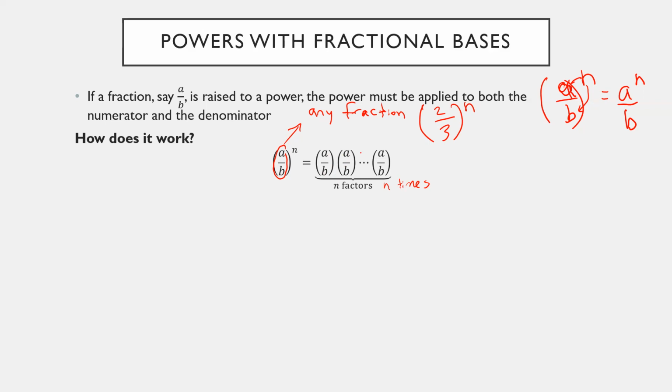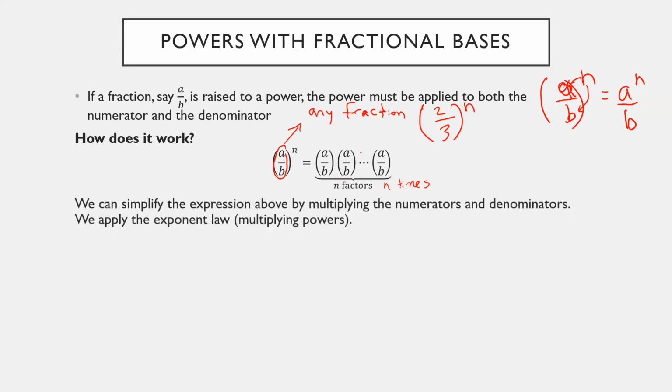If I have a over b times a over b times a over b, all the way up to n times, we can simplify this by simply multiplying the numerators and then multiplying the denominators separately, just like we would multiply regular fractions. And when we do this, we actually are applying exponent laws, believe it or not.